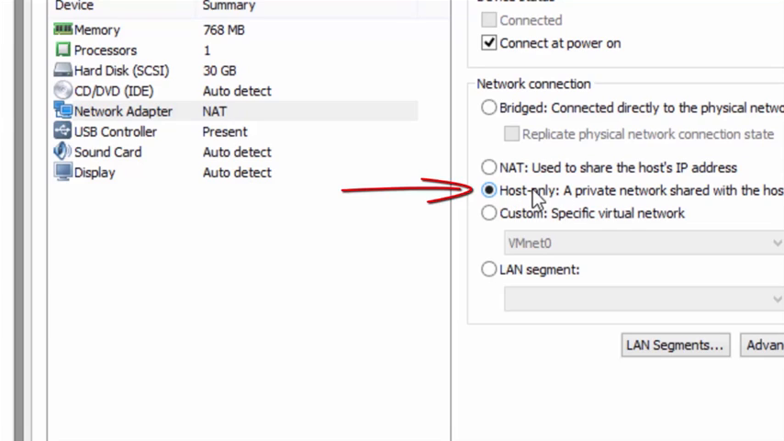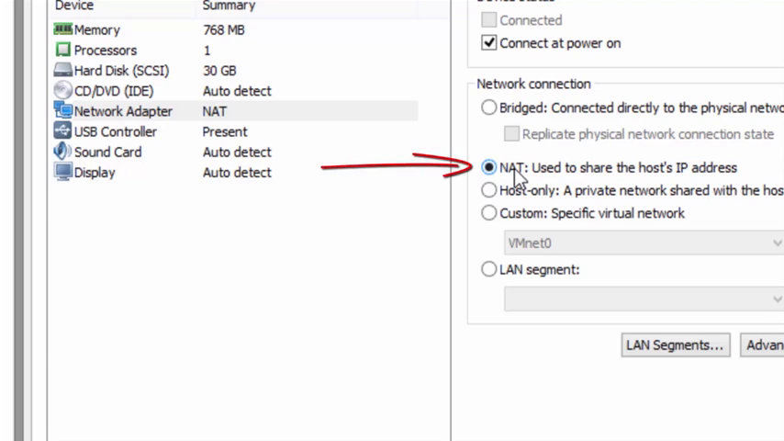So here in the host only, that means that Kali, the guest image, can communicate with other virtual machines and also with the host operating system, in this case Windows, but cannot be reached by the network or internet.